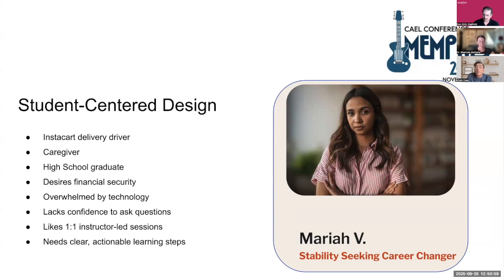Mariah is a stability-seeking career changer, balancing work and caregiving, short on time, cautious with technology, and needing clear, actionable steps. Designing the learning ecosystem for Mariah means flexibly paced, competency-based modules she can dip into between shifts, mobile-friendly, low-friction experiences, and tailored learning, support, and outreach.